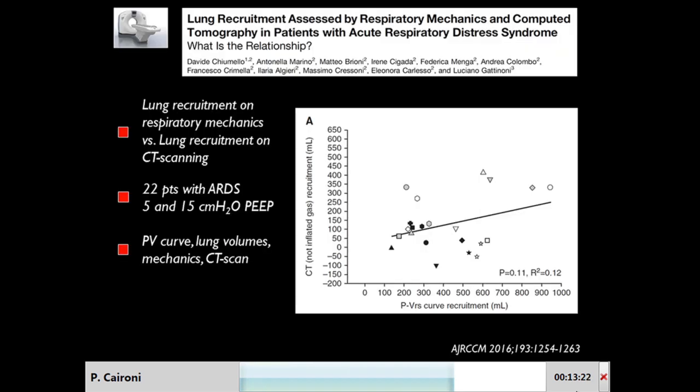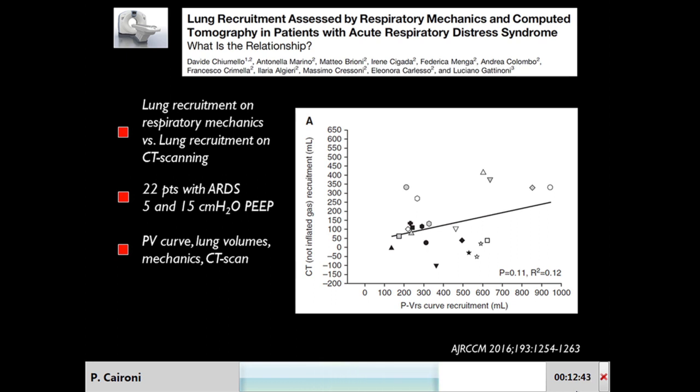Well, I think this is one of the most recent studies, and it's really important. It was already quoted by previous speakers because it compared different methodologies, different techniques to compute lung recruitment. In this study by the group of Cressoni and Gattinoni, 22 patients with ARDS were studied with two different CT scans at 5 and 15 centimeters of water of PEEP. The calculation of lung recruitment by CT scanning was compared to the calculation of lung recruitment by different methods: PV curve, lung volumes, respiratory mechanics, and so on.